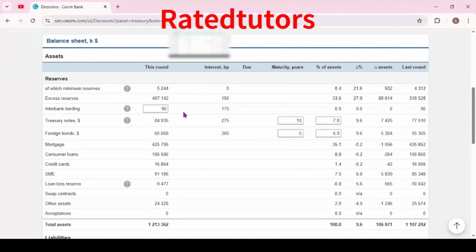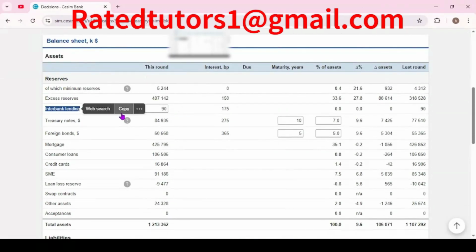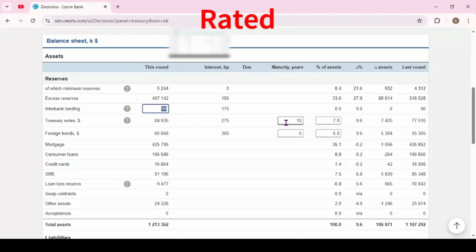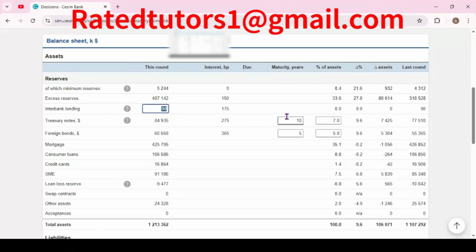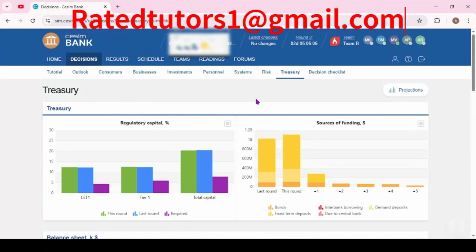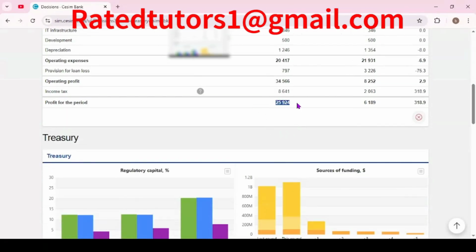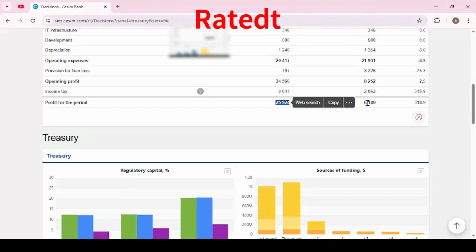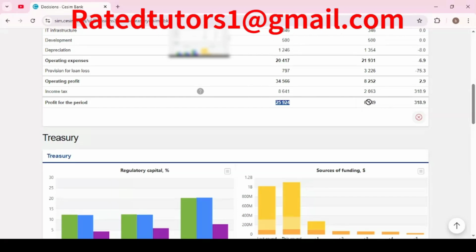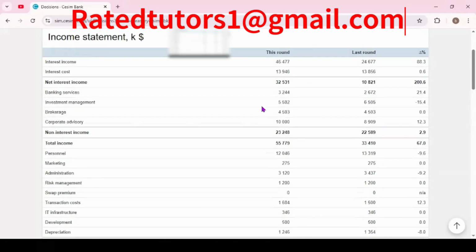And under the treasury, under the interbank lending, I'm using 90. Maturity, maybe for the treasury notes 10, for foreign bonds 5. Yeah. And then when you check my projections, you can see that my profit for the period is 25,924, which is very excellent. And for the last round, it was 61.89 for the profit. So this means that we are getting high, and we are going to win the simulation. So let's hope for the better.